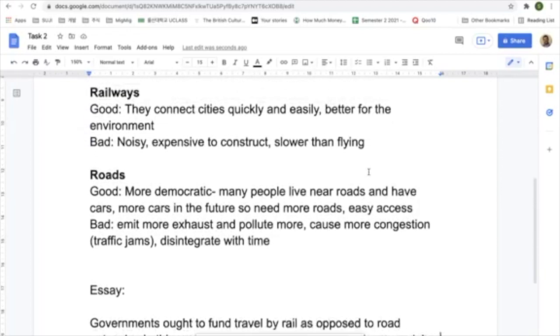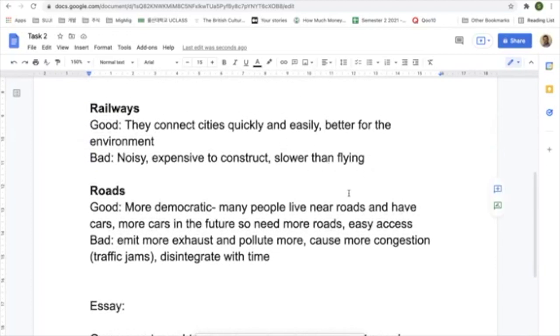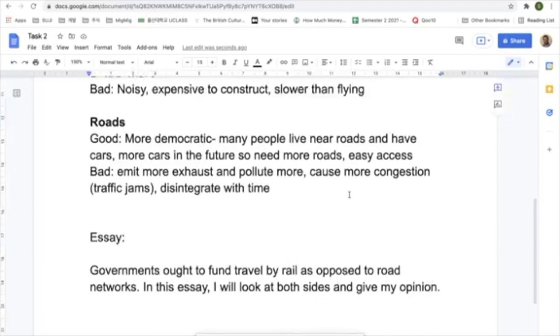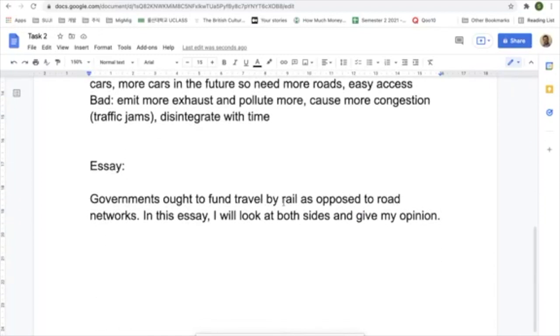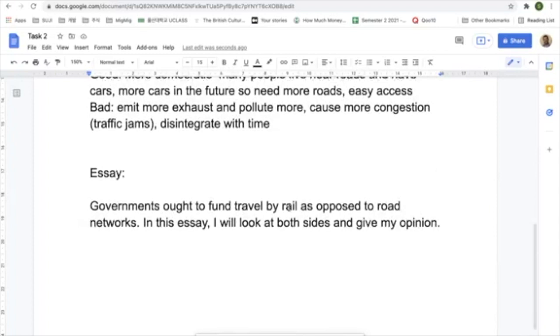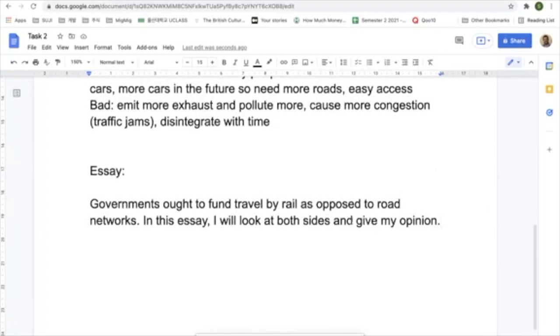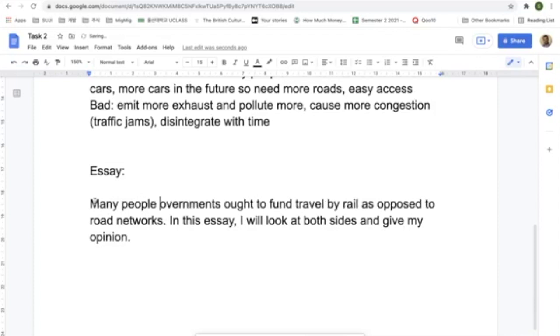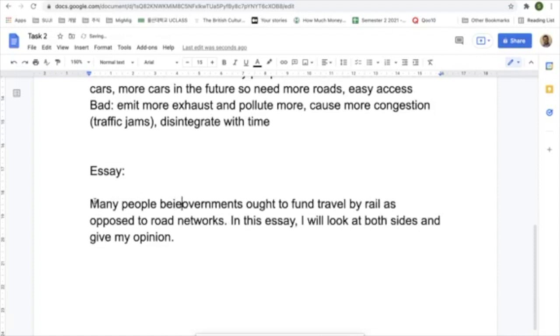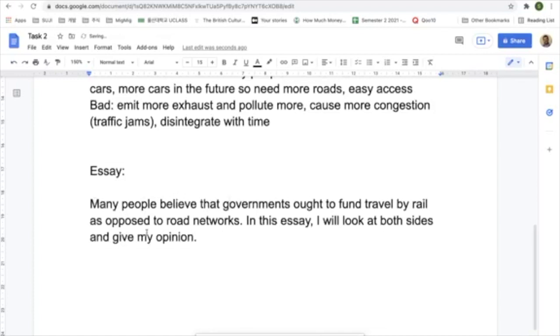We're just writing our introduction now. We did our brainstorming where we come up with our ideas that we're going to put into our essay. Now we're on to our introduction. So governments ought to fund travel by rail as opposed to road networks. In this essay, I will look at both sides and give my opinion. Now, I think I'm going to add something at the beginning. Many people believe. And then at the end I can put my opinion, can't I? In this essay, I will look at both sides and give my opinion.